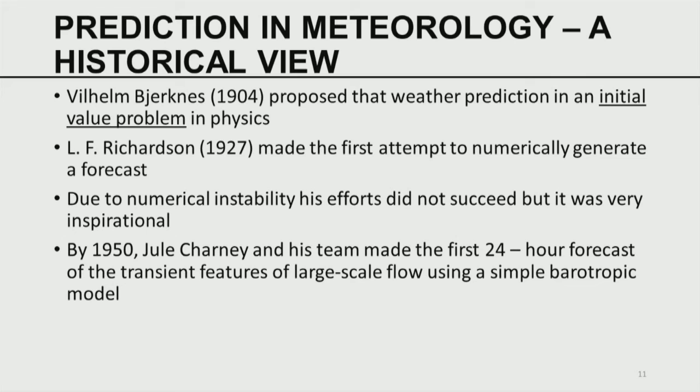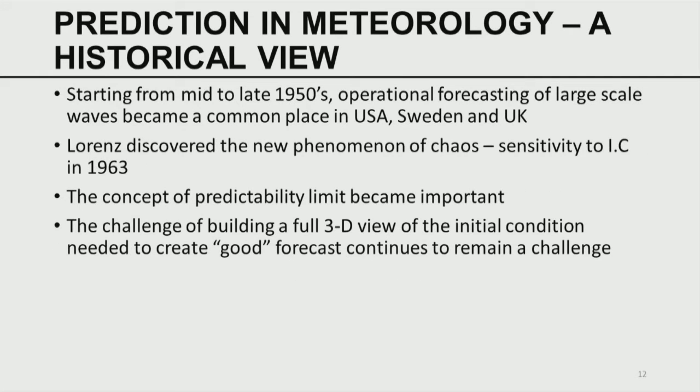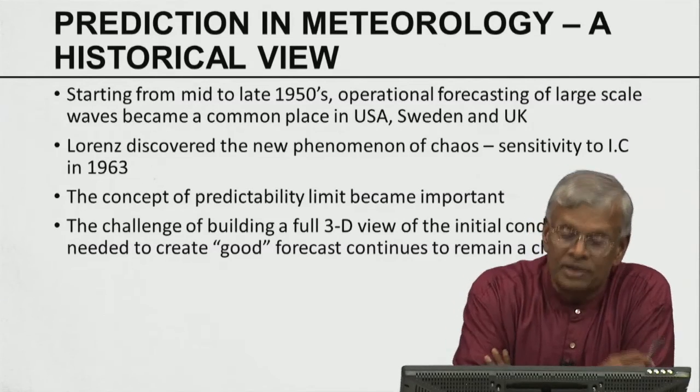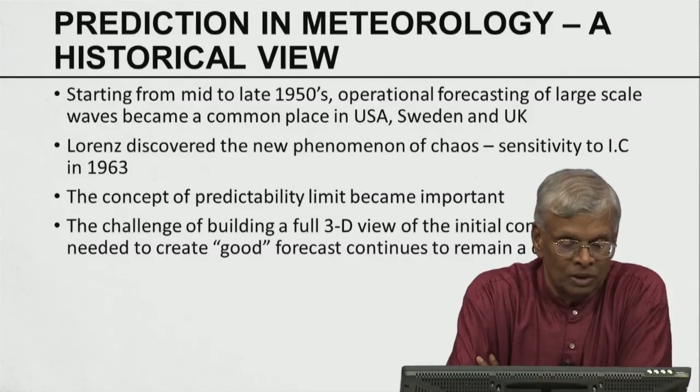You can see it all began in 1770 with Gauss. So within a span of 150 plus years, it has spread to other sciences, and this is a very short history of what happened within the meteorological sciences. Starting from the late 50s, operational forecasting centers became very much interested in predicting large scale waves. Sweden, United States, UK, they really led the efforts globally.